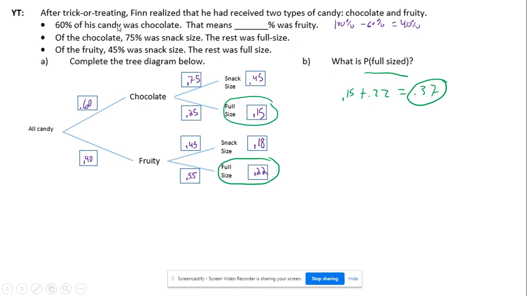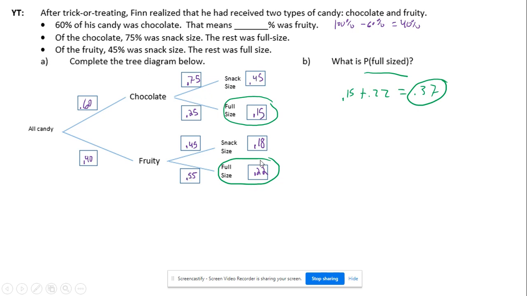Okay, a few things to notice. If 60% of the candy was chocolate, that means the rest was fruity. 100% minus 60% was 40%. So 60%, 0.60 was chocolate. The other 0.40 was fruity. Of the chocolate, 0.75 was snack size. That meant that 0.25 was full size. So 100 minus 75 was 0.25. Same thing down here, 45 was snack. That meant that 0.55 was full.